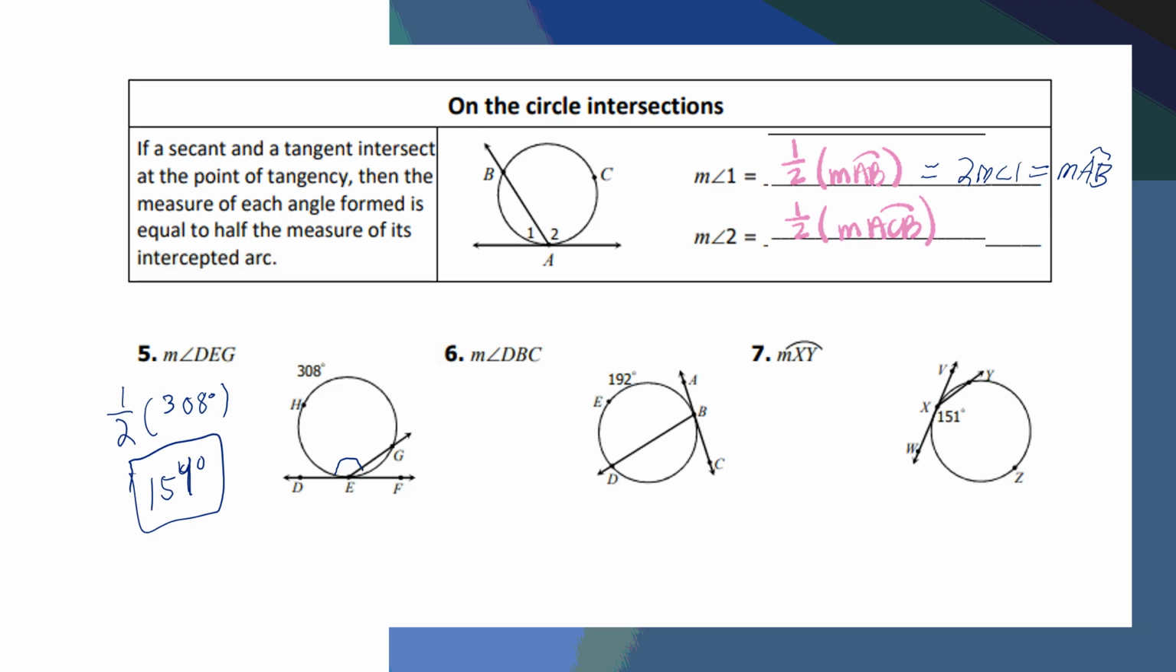Okay, let's go to 6, then we'll move on. The measure of DBC is this guy right here. Okay, they didn't give me that arc. Basically, I need to find this arc so I can half it to get that angle. They didn't give it to me, but it's a circle and it's split up into 2 parts. A circle should add up to 360. So 360 minus 192 goes to 168. So this is 168 degrees. So now we can half 168 and get 84.